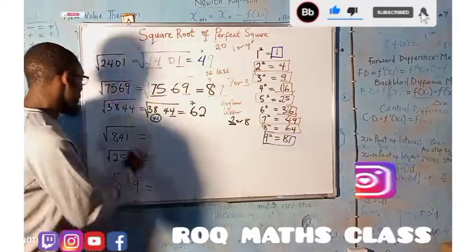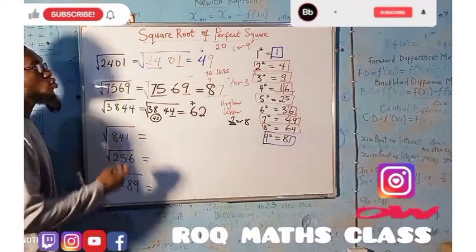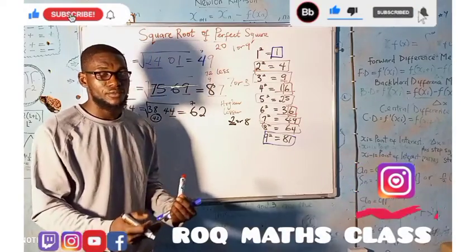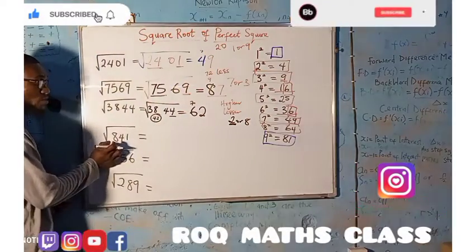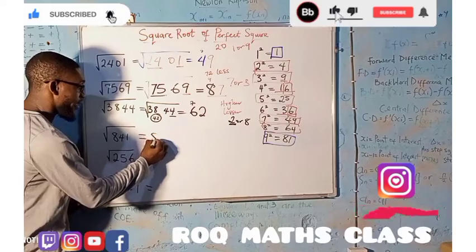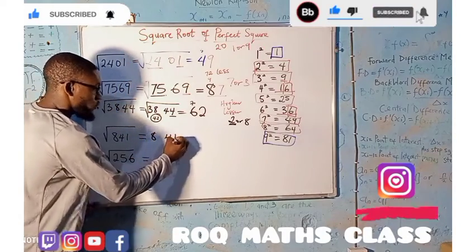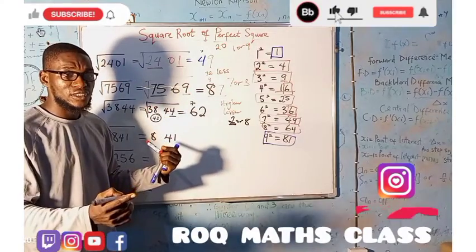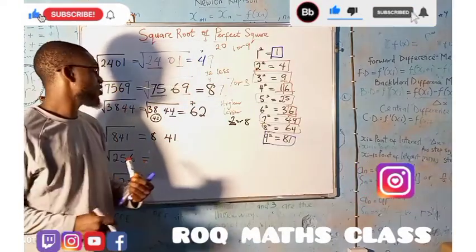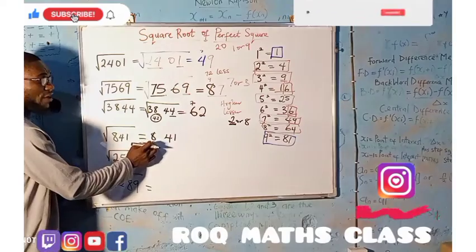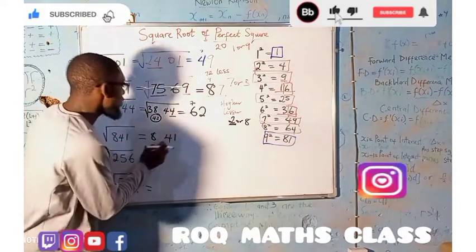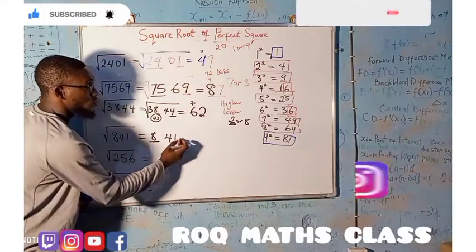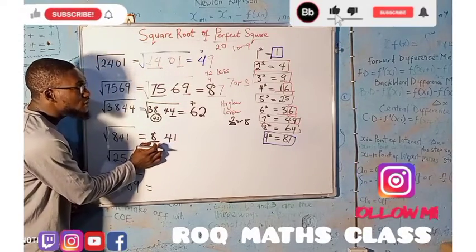Good. What about the 3-digit number? How are we going to find the square root of a 3-digit perfect square? Now, you have to break it into 2 parts, 8 and 41. Good. The last digit remains the same, but there is a certain condition. Which perfect square is close to this first part, 8?